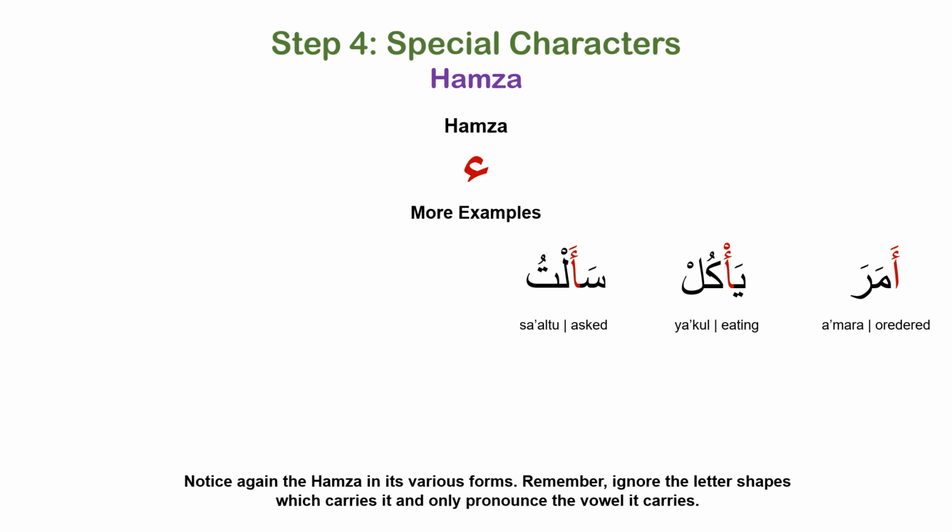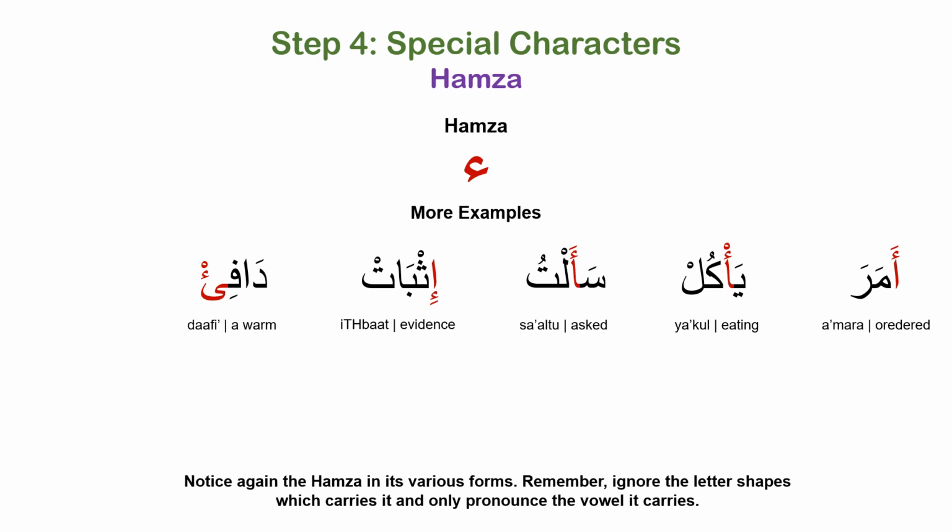The next word is sa'altu. Sa'altu, which means asked. Now again, you see the Hamza carrying a fatha, so the word is pronounced sa'a. Sa'altu. Here we have a Hamza carrying a kasra. We know kasra makes the sound i, so we just say i. And the word is pronounced ithbat. Ithbat, which means evidence.